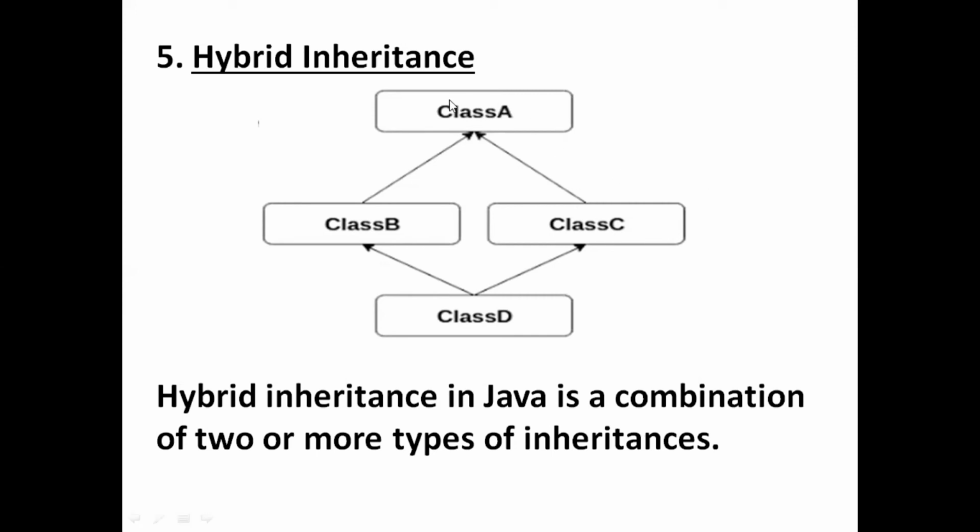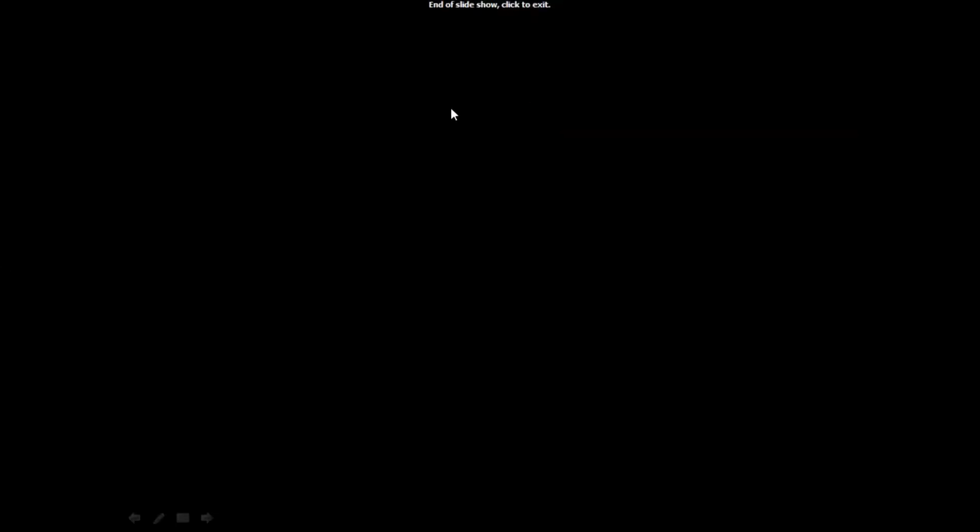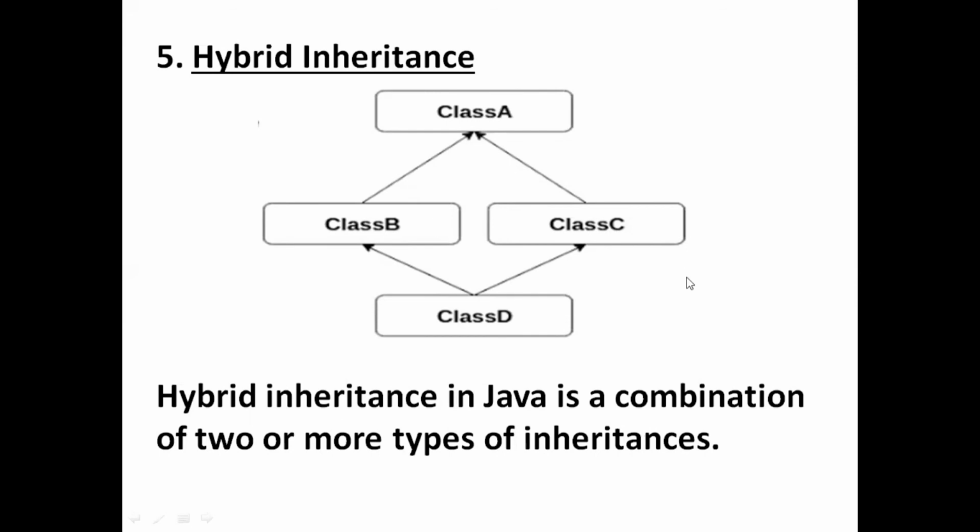Like in this, we have class A, class B, and class C. This is known as hierarchical inheritance. Class B, class C, and class D. This is known as multiple inheritance. So a mixture of multiple and hierarchical inheritance is known as hybrid inheritance. You can make more diagrams for this. Basically, hybrid inheritance means it is a combination of two or more types of inheritance. So these are the different types of inheritance, these 5 types of inheritance.